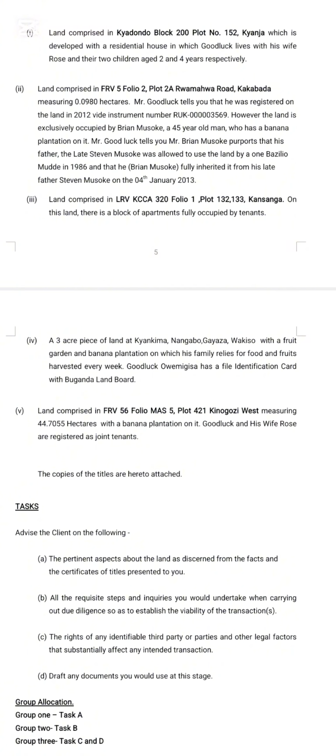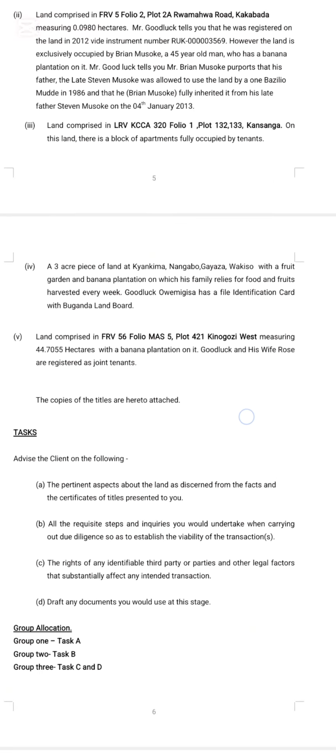So basically you also have to understand now, you have to go on those titles and then identify who are the owners of that land. Sometimes you find that this land is being owned by a company, and the only way you can tell that is when you go on the certificates of title which are annexed.